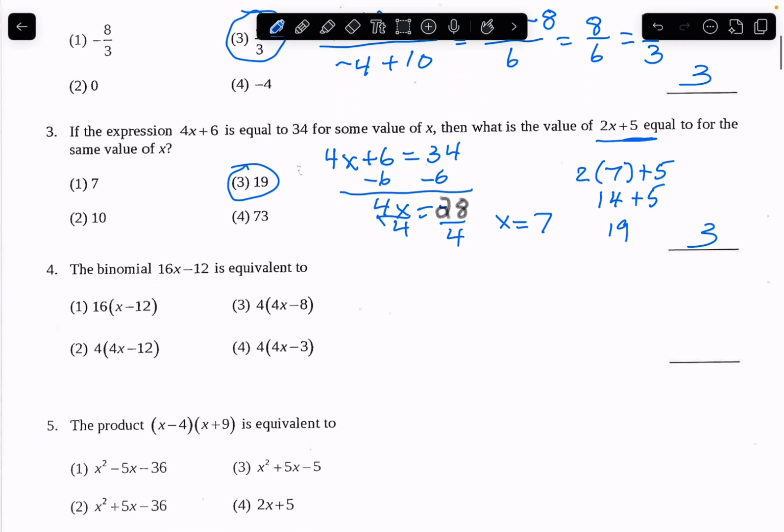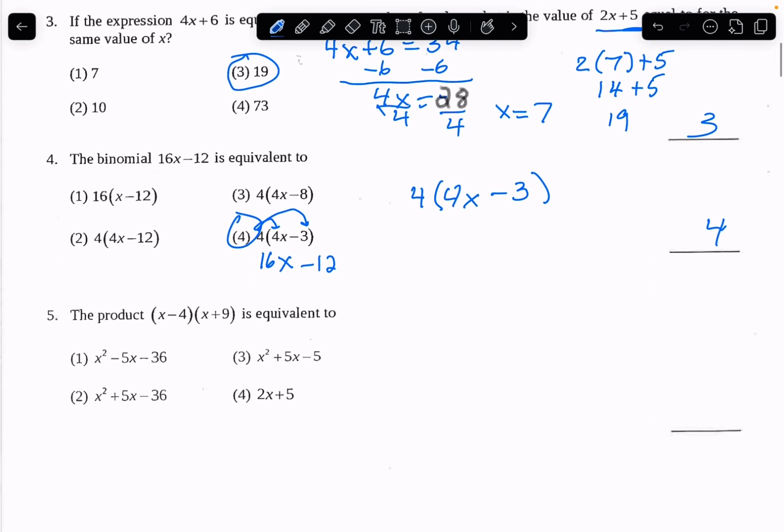The binomial is equivalent to, so you could factor out a common factor. The common factor here is 4. And then 16x divided by 4 is 4x, and 12 divided by 4 is 3. Or you can just go through all the choices and use the distributive property. And if you do that, you'll see that this one is 16x, and 4 times -3 is -12, which is the same thing. So this is choice 4.